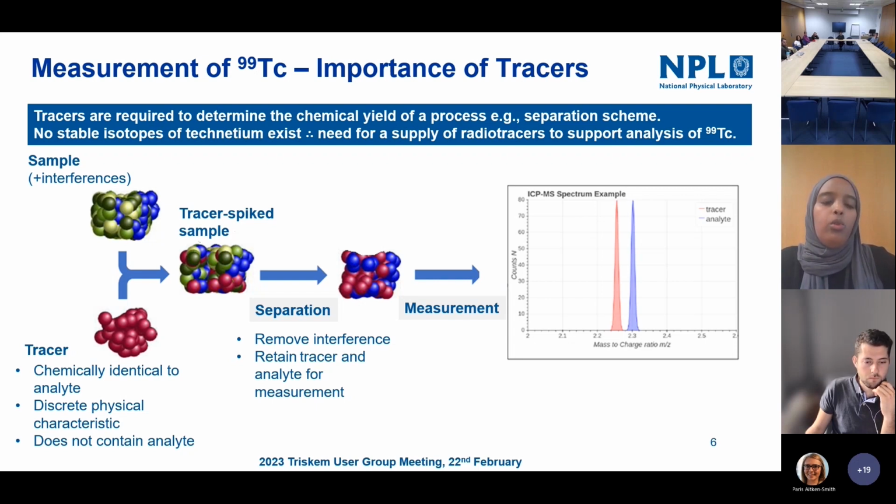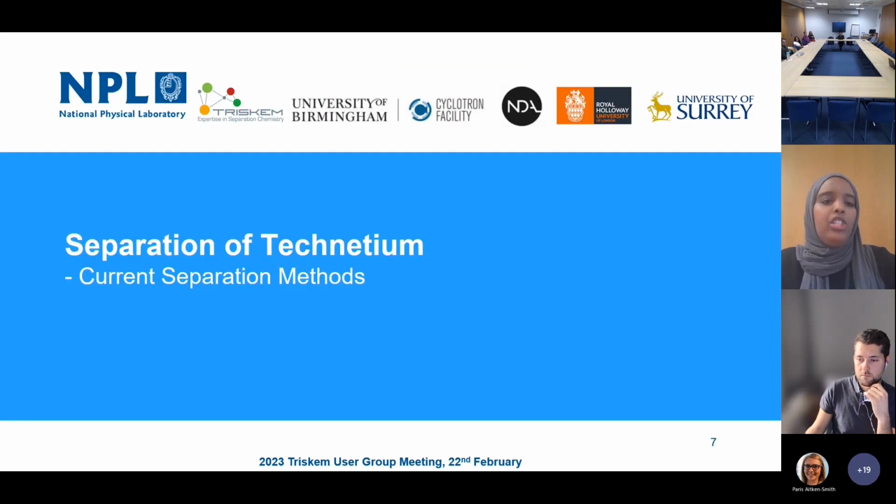And then for mass spec, what would also be ideal is to have a long-lived tracer. In this case, technetium-97 is well suited for that. But before I go into detail about the work done there, I would like to use the next couple of slides as an opportunity to give an overview of the work done the past couple of years by the group to look at separation methods for technetium and looking at the newly developed materials that Triskem have for post-separation.